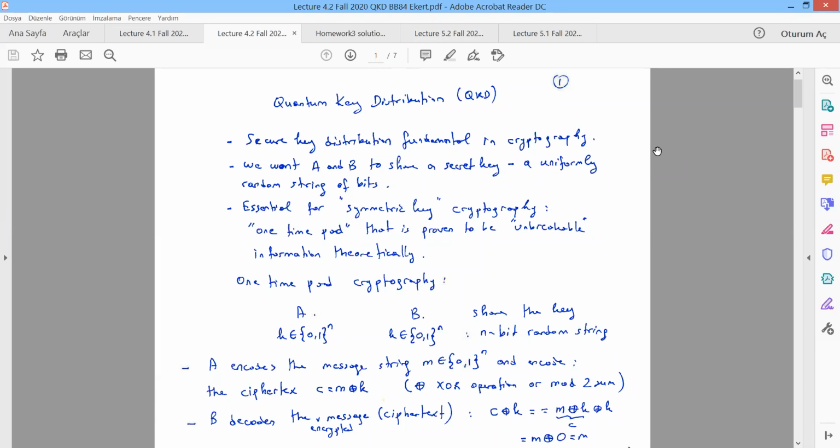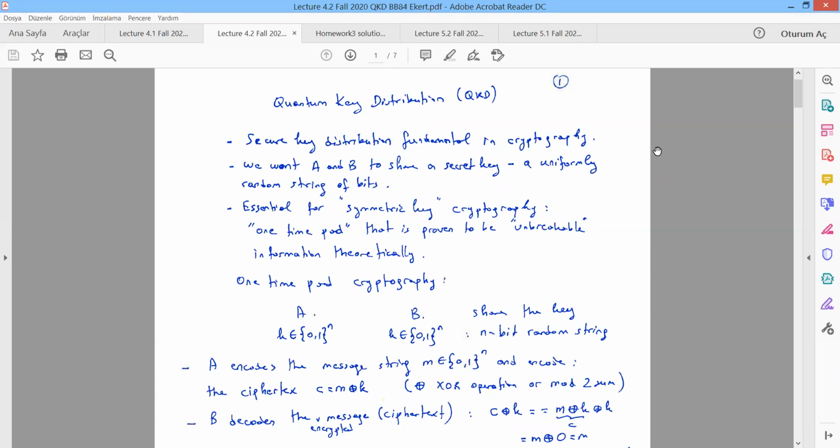We want Alice and Bob to share a secret key that's a uniformly random string of bits. In other words, the probability of any particular string would be equally distributed. And we want this kind of key to be shared by Alice and Bob. And this is essential for symmetric key cryptography.